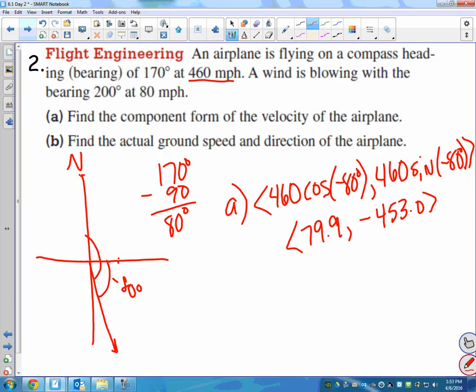So if we're going to take into consideration the wind, before we can find the actual ground speed, we need to find the vector for the wind. Same idea, but the wind is blowing with the bearing 200 degrees. Again, starting here is your 0. Think about where you're going to end up if you go 200 degrees. 90, 180, plus 20 more. So I'm going to end up over here somewhere, like this. That's going to be my wind.